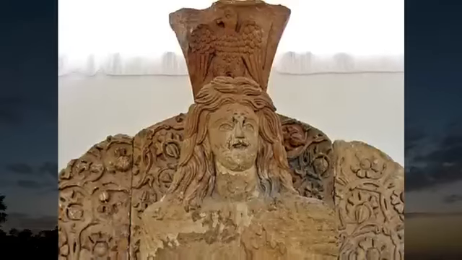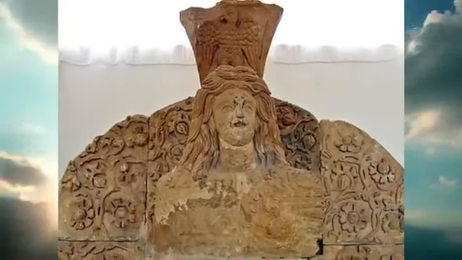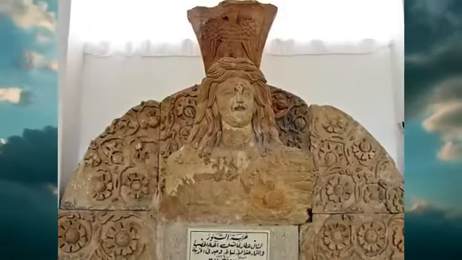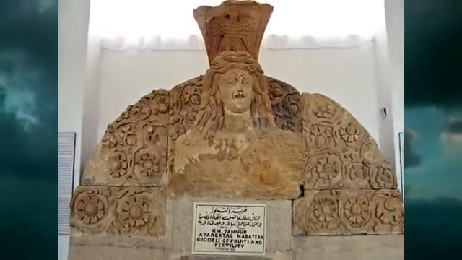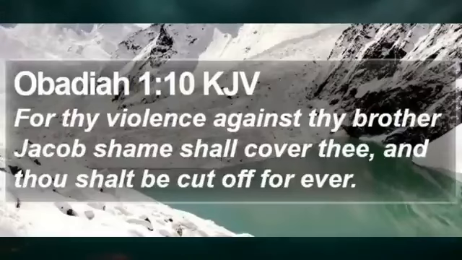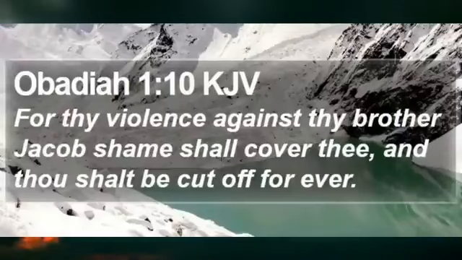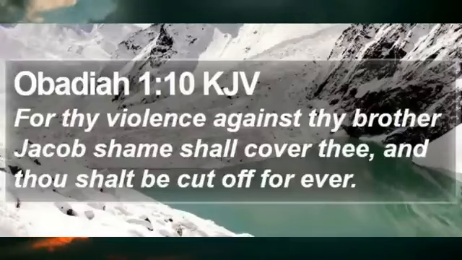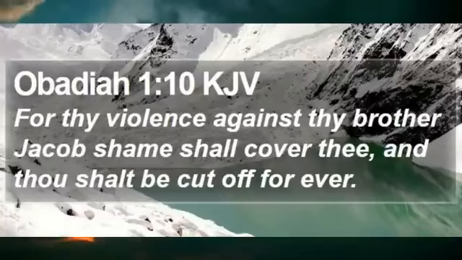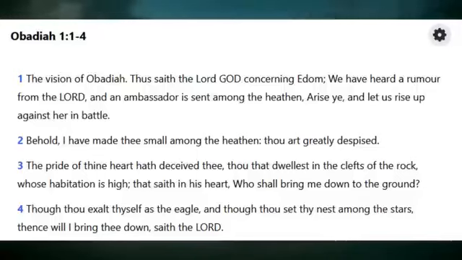Edom was then condemned by God in the Bible. The main reason for God's wrath and judgment on Edom is given for the violence done to your brother Jacob. Shame shall cover you, and you shall be cut off forever. And then we have God saying in the Bible through a vision from Obadiah. Okay, Obadiah 1:1-4. It says here, 1, the vision of Obadiah.